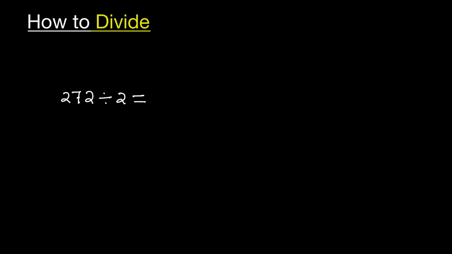Let's learn how do we divide the number 272 by 2 using the long division method. Consider the number 2. We know that 2 times 1 is equal to 2. Subtract, we get 0. Now this 0 is less than 2. That is why we will bring down this adjacent 7 here.